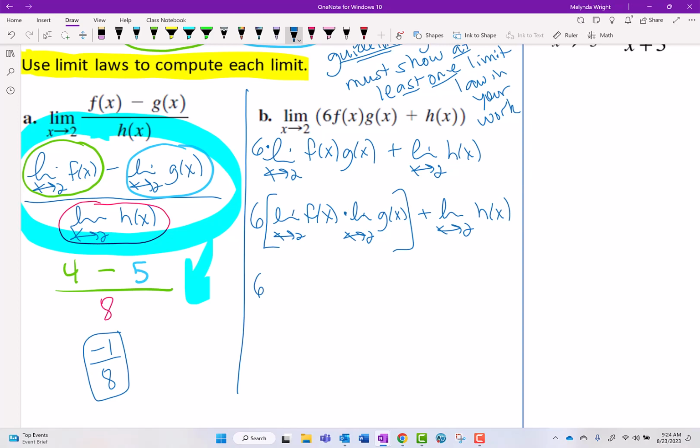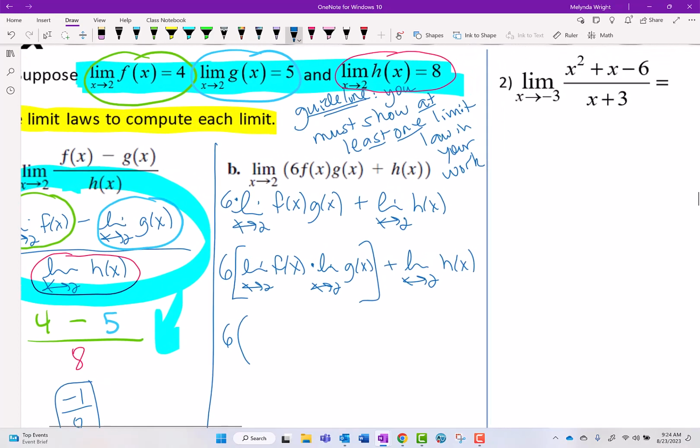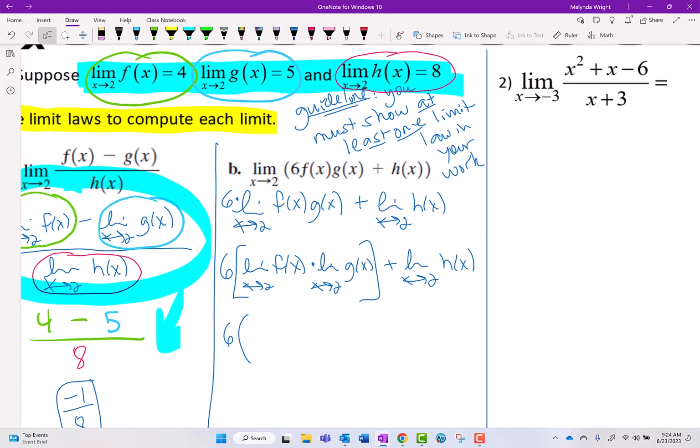All right, so we've got 6 times. Let's go up here and look to see what was limit x goes to 2 of f of x. That was 4, right? Times, let's see, limit x goes to 2 of g of x. That was 5. Plus limit x goes to 2 of h of x. What was that one? That one was 8.